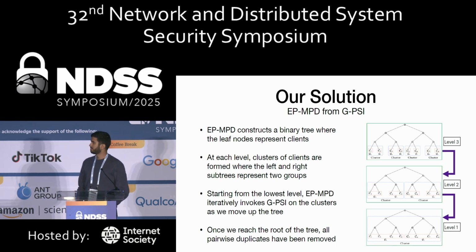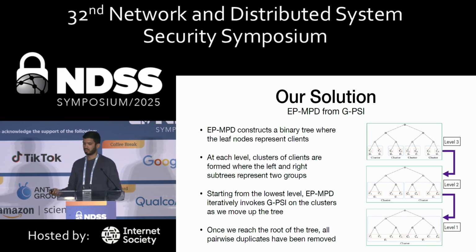So EP-MPD first constructs a binary tree where the leaf nodes of the tree represent the various clients taking part in federated learning. And at each level of the binary tree, we form clusters of clients where the left and right subtrees represent two groups in the group PSI. And then starting from the lowest level, EP-MPD iteratively invokes group PSI on the clusters as we move up the tree. And once we reach the root of the tree, we can see that all pairwise duplicates have been removed.